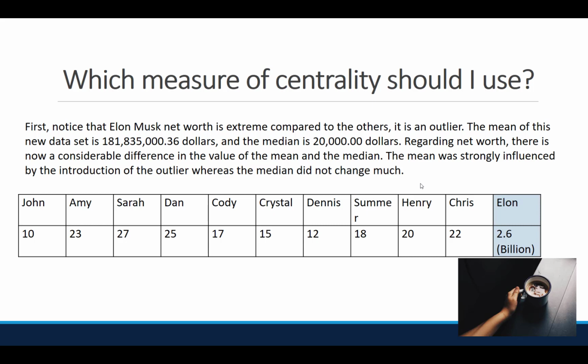Additionally, notice that the mean is higher than the net worth of the original 10 people and lower than the net worth of Elon Musk. The mean does not give a descriptive summary of the net worth of the people in the coffee shop. The median, on the other hand, does give us a good summary of the majority of the net worth values.